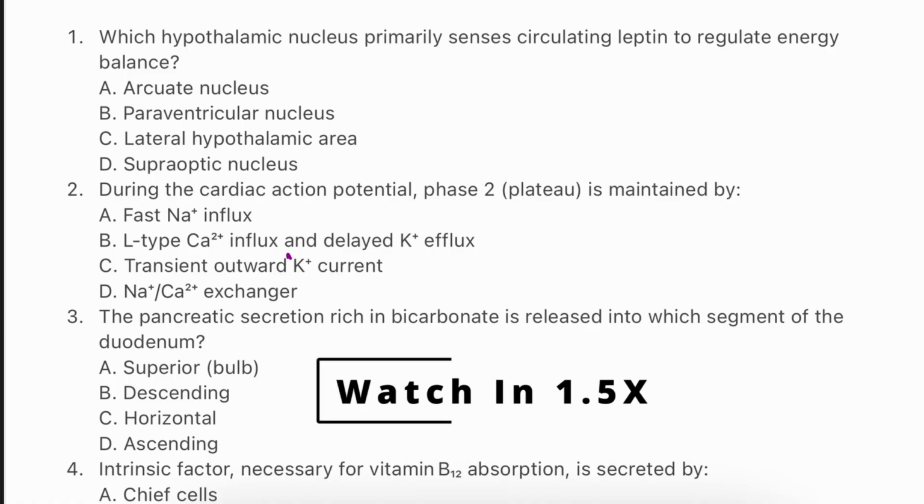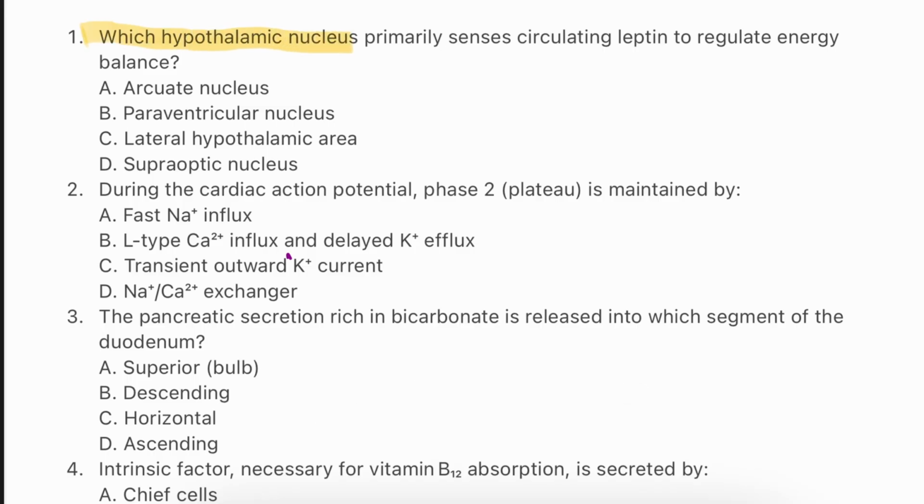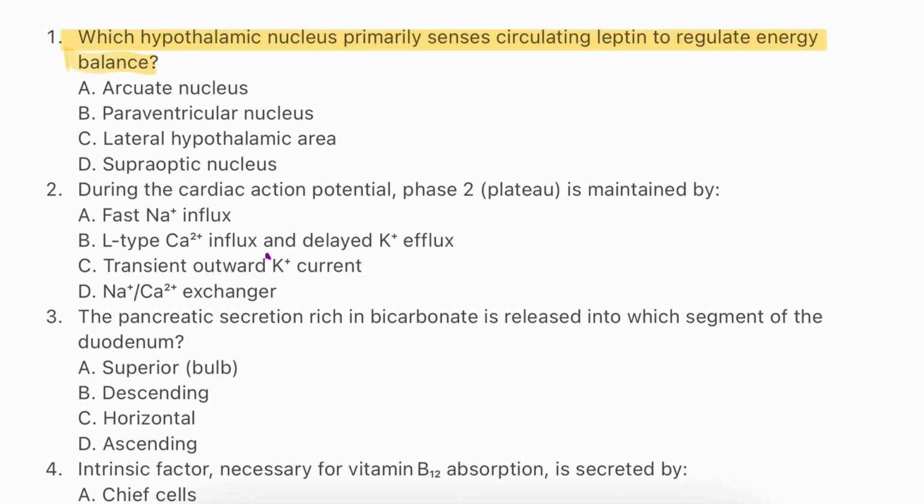Welcome to part 3 of our marathon series. First question: which hypothalamic nucleus primarily senses circulating leptin to regulate energy balance? Arcuate nucleus, paraventricular nucleus, lateral hypothalamic area, supraoptic nucleus. The answer will be A. Arcuate nucleus. Leptin regulates energy balance via arcuate nucleus, which integrates signals to control appetite and metabolism.